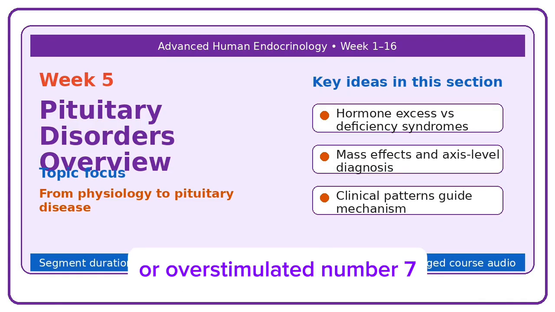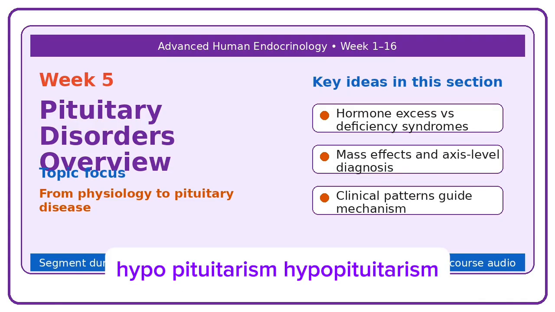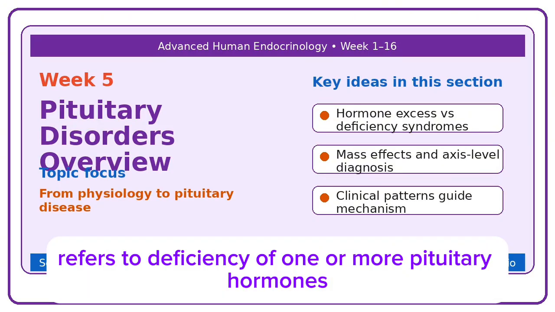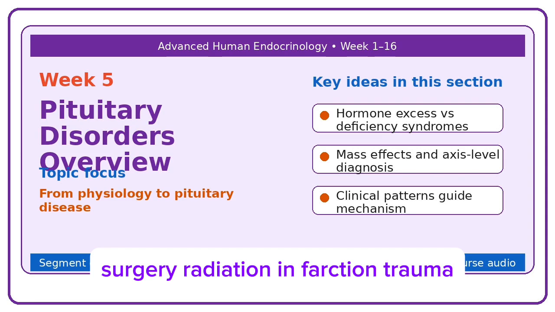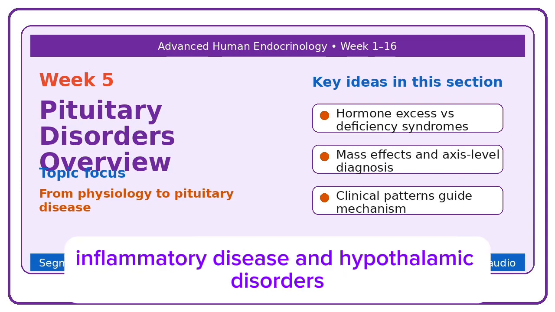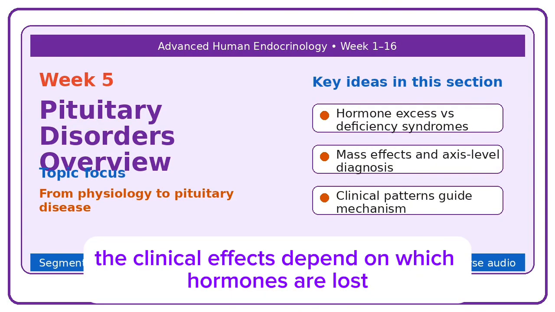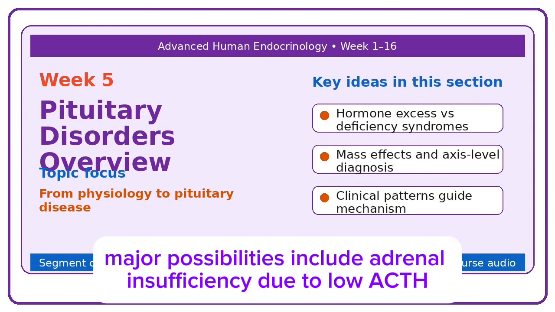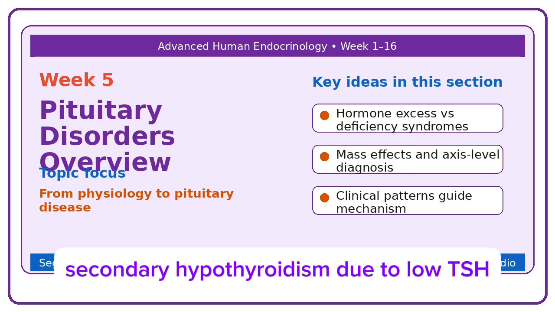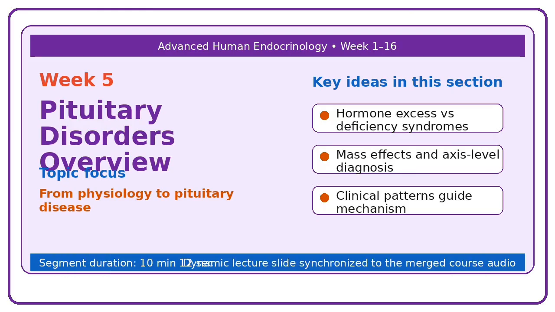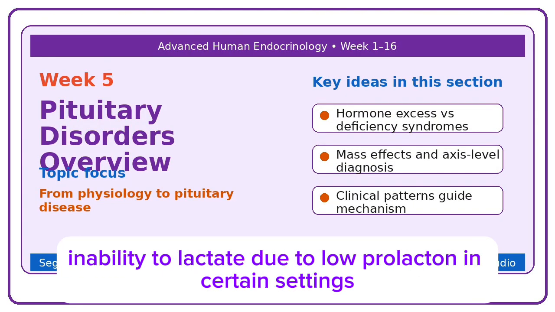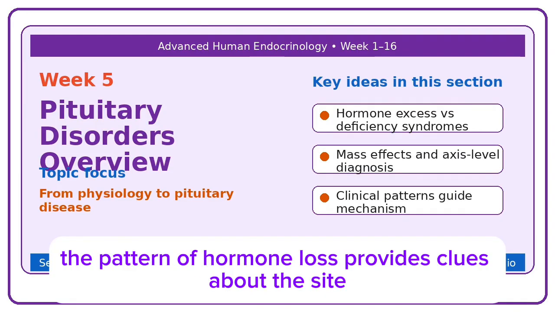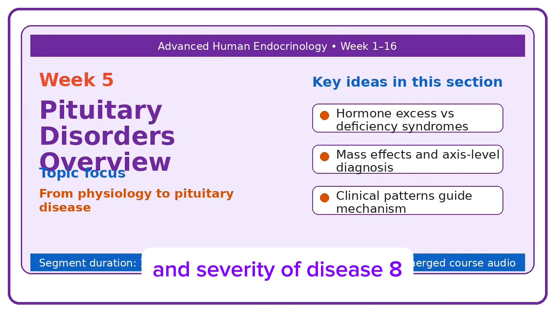7. Hypopituitarism. Hypopituitarism refers to deficiency of one or more pituitary hormones. Causes include pituitary tumors, surgery, radiation, infarction, trauma, inflammatory disease, and hypothalamic disorders. The clinical effects depend on which hormones are lost. Major possibilities include adrenal insufficiency due to low ACTH, secondary hypothyroidism due to low TSH, hypogonadism due to low LH and FSH, growth problems or altered body composition due to low GH, and inability to lactate due to low prolactin in certain settings. In many patients, the pattern of hormone loss provides clues about the site and severity of disease.